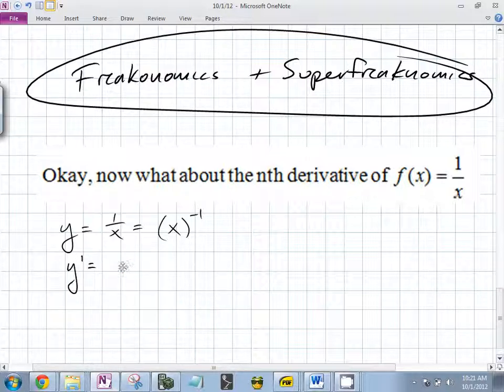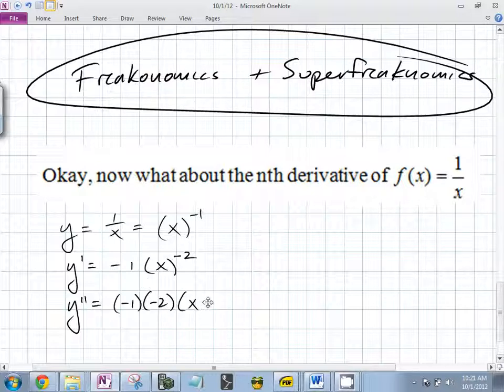What's the first derivative, Neil? I like negative 1 times x to the what? I like that. Leave it as negative 1. What does y second derivative equal? Well, the negative 1 is still there. What do I drop to the front? 2. Now it's x to the what? 3. Let's do a couple more.